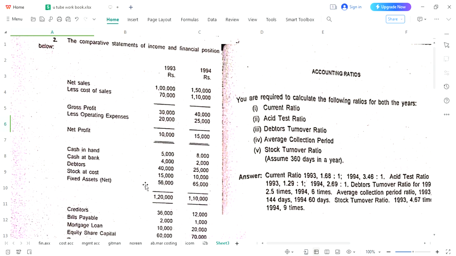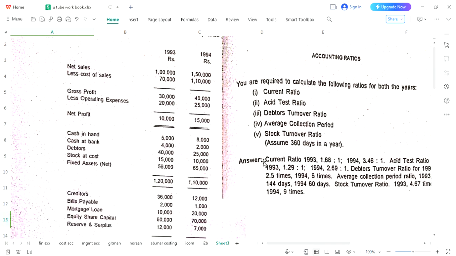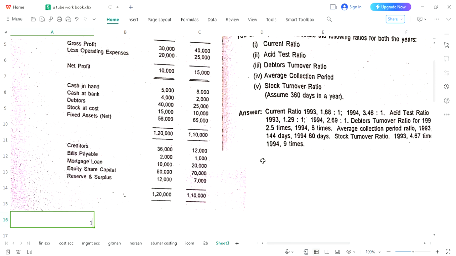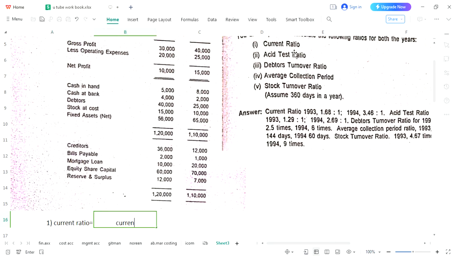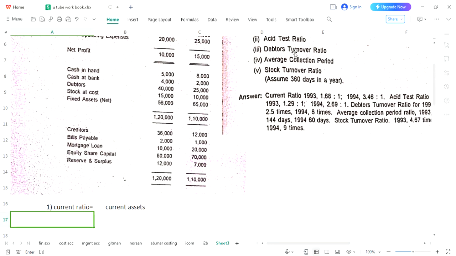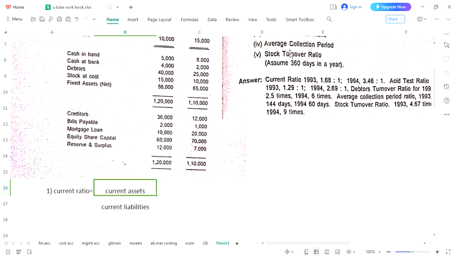So we are required to calculate five ratios. It's the routine work under accounting ratios. So let's start our question. First requirement given over here is current ratio. We are going to find out it, and as usual current ratio would be calculated by dividing current assets over current liabilities, and here we will put a bottom line, a divisor between current assets and current liabilities.